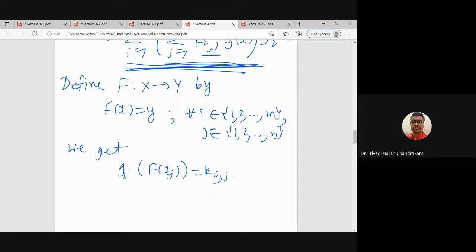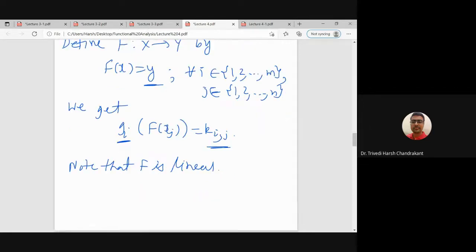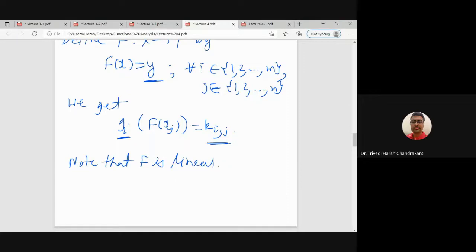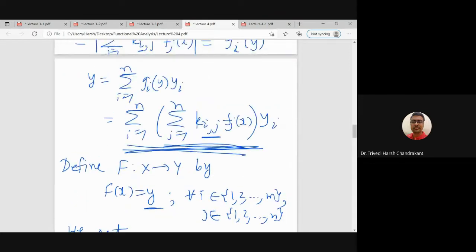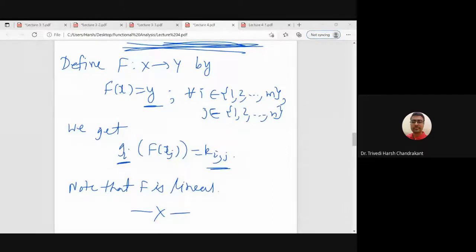What it says is that gi is what? Gi is the ith coordinate of the y vector. Ith coordinate of y is this entry, the ith entry. And note that F is linear. So that we can easily check. So what we got is, given a matrix, we have defined a linear transformation, right? The converse we'll discuss in the next lecture tomorrow. So let me stop here.